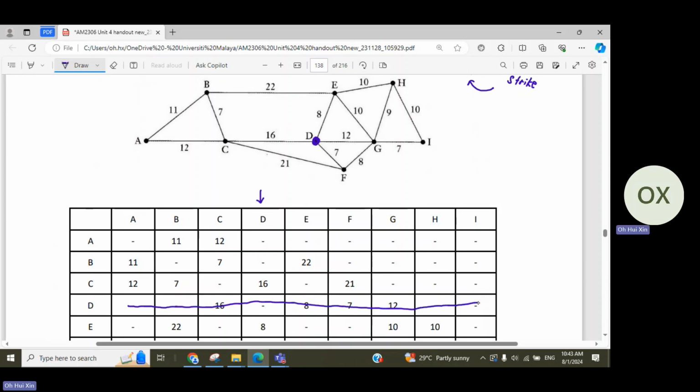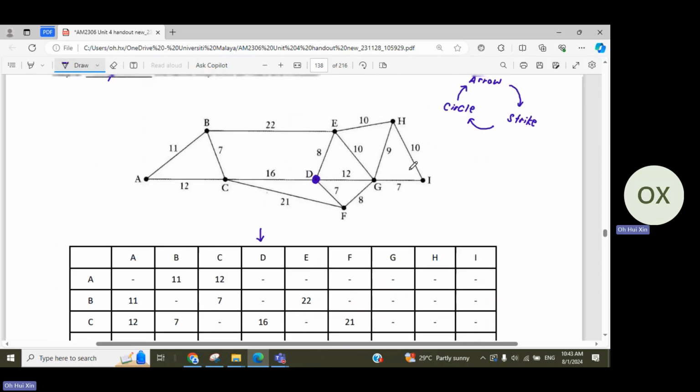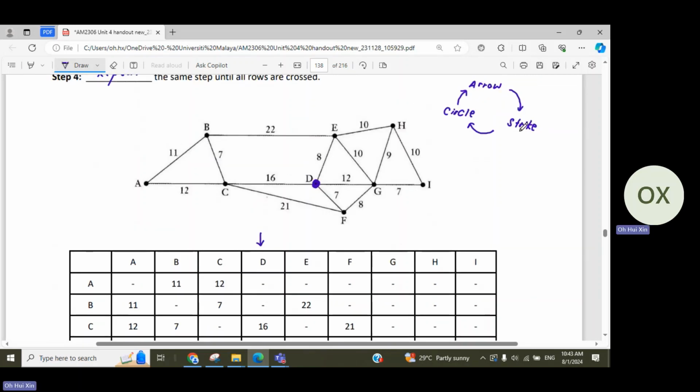Okay, the reason that we are doing this is that since D is already involved, I want to make sure that I don't go back to D anymore. You remember, if I go back to D, then I'm able to find a cycle, because only a cycle allows us to go back to the vertex. So that's why arrow at D, second step strike, then after that circle.